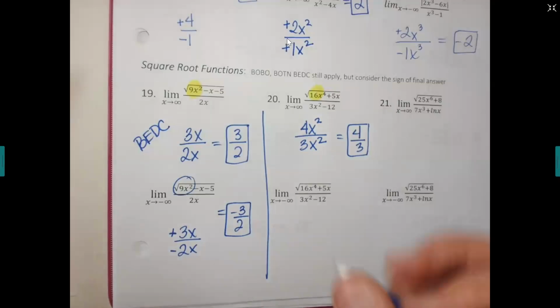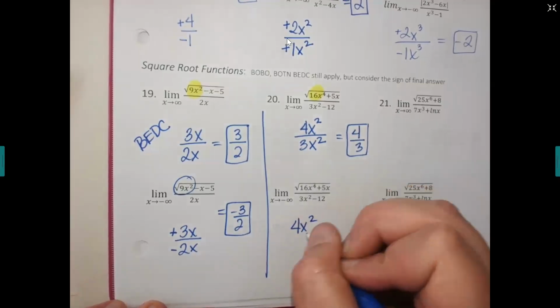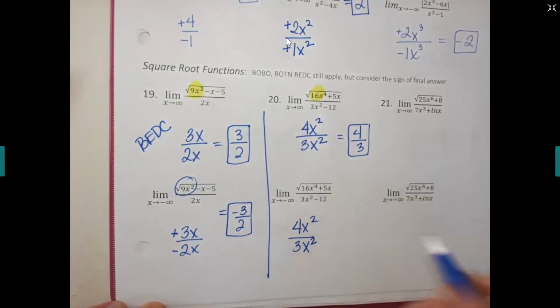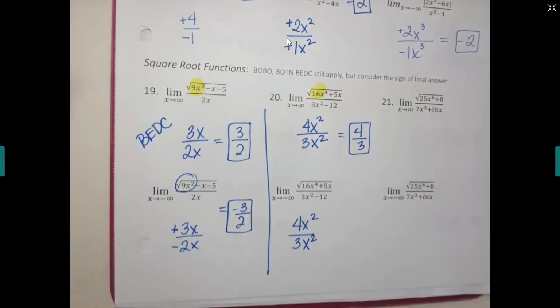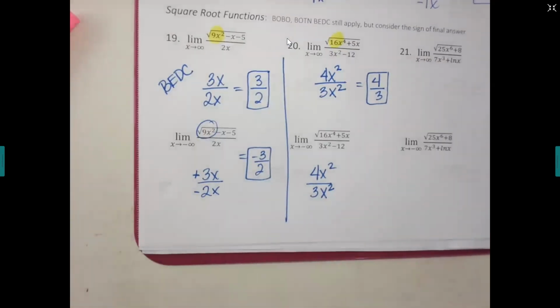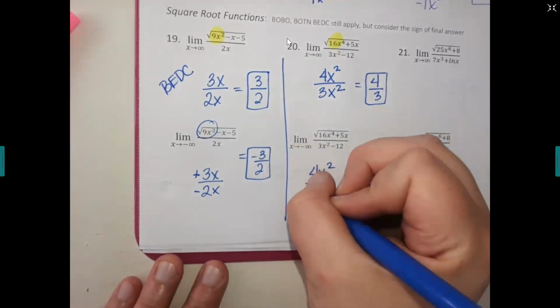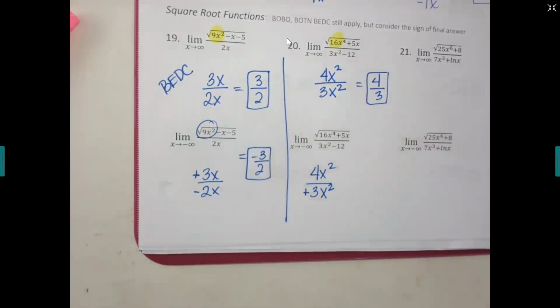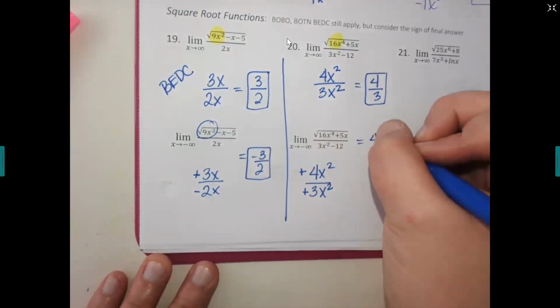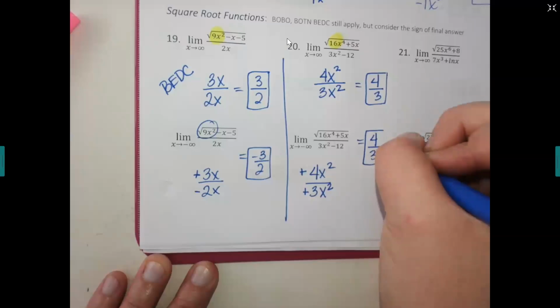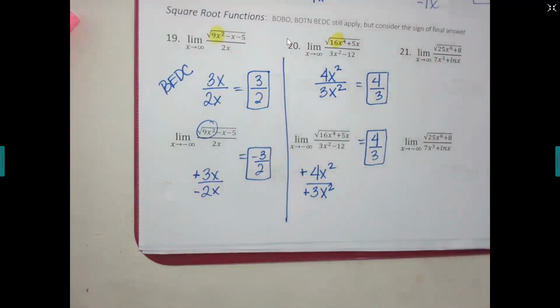So I'm still going to have 4x squared over 3x squared. But I'm going to check what my negative does for my infinity. If I do a negative infinity and I square it on the bottom, how's that going to come out? Positive. And then what about on top? If it was to the 4th power, it would also be positive. So in that case, they both came out to 4/3. Try the last one. Okay, try number 21.